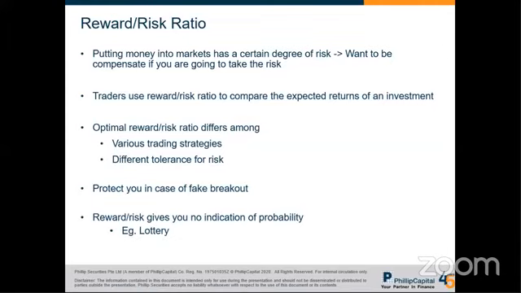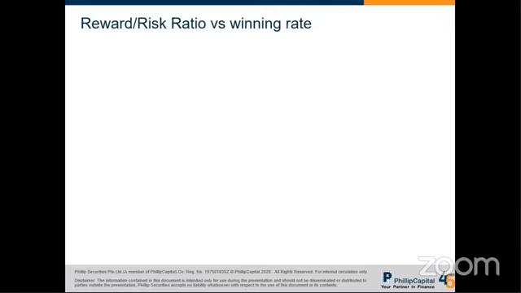One thing is that a risk reward ratio doesn't give you an indication of probability. For example, you buy a 4D toto ticket for just $1, and it can give you the possibility of a few million dollars. But in reality, you know that the percentage is very low. So risk reward ratio doesn't give you any indication of the probability of your trade, whether it is going to be successful or not.